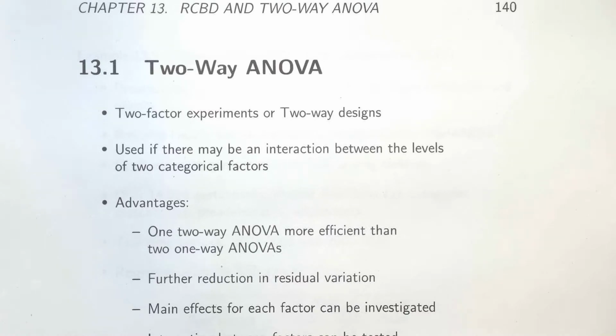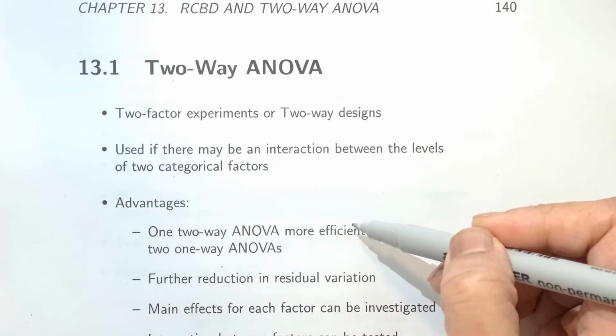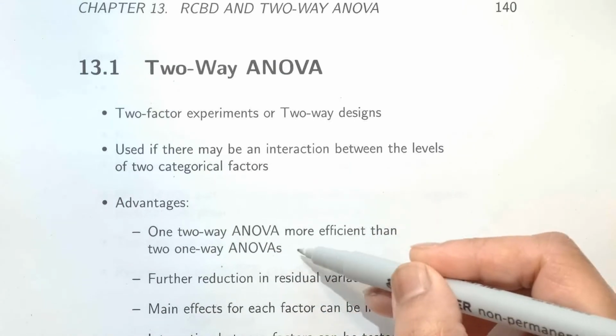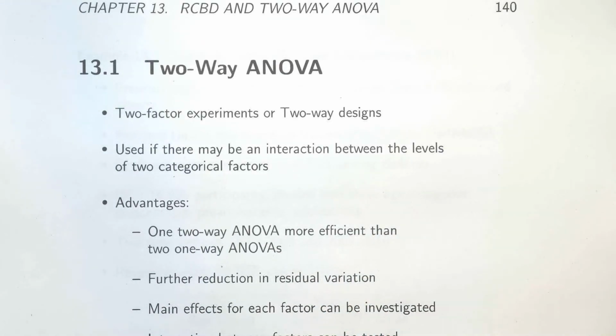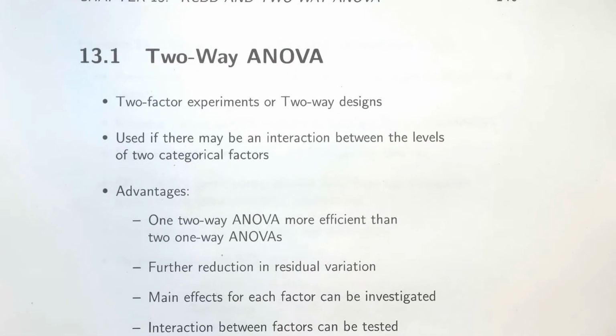Here, in this two-way ANOVA, we still have two-factor experiments or two-way designs, but it also allows us to look at an interaction between the levels of our two categorical factors. So some of the advantages is that it's more efficient. In particular, one two-way ANOVA is generally more efficient than doing two one-way ANOVAs, basically because we can look at that interaction and we don't need as large of a sample size if your data is collected separately, rather than doing a separate analysis for each factor that we're interested in.